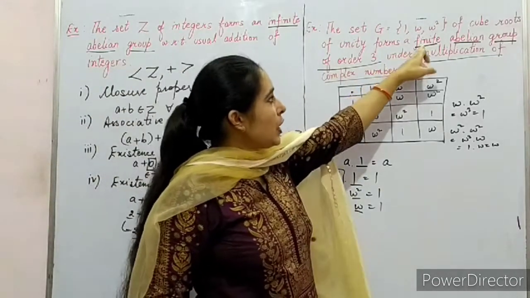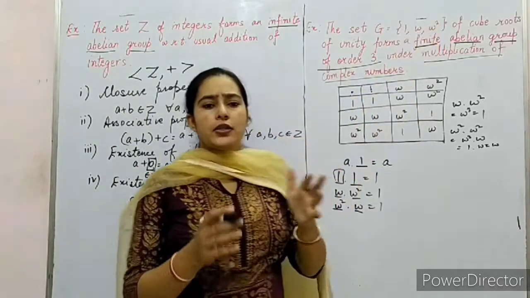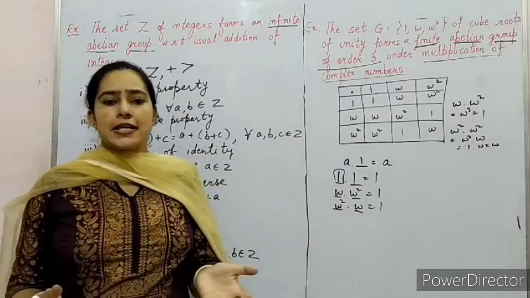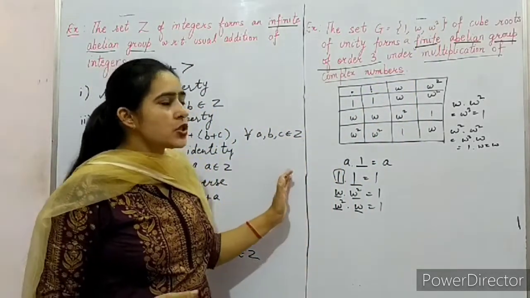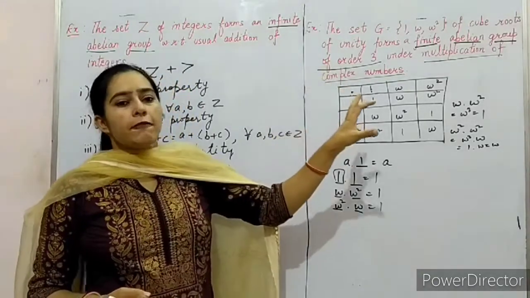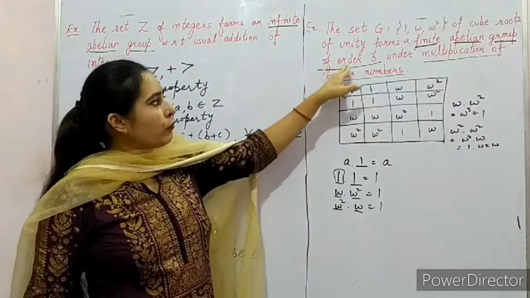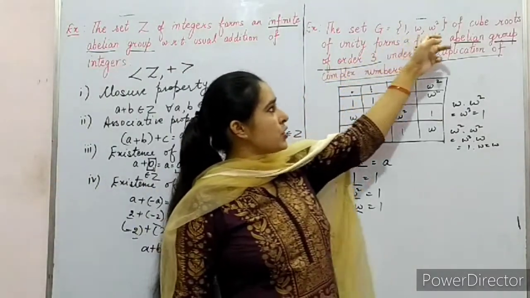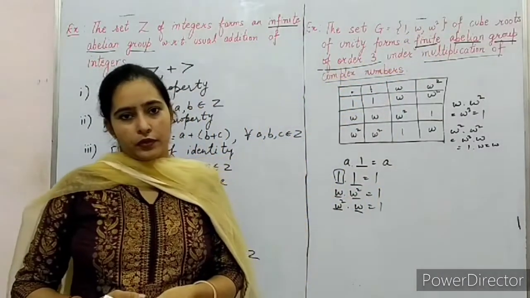Next is finite. You can easily see that G contains only 3 distinct elements. So the number of elements in G is finite. That means this group is finite. Now the order of the group is 3 because the number of elements in G is 3.